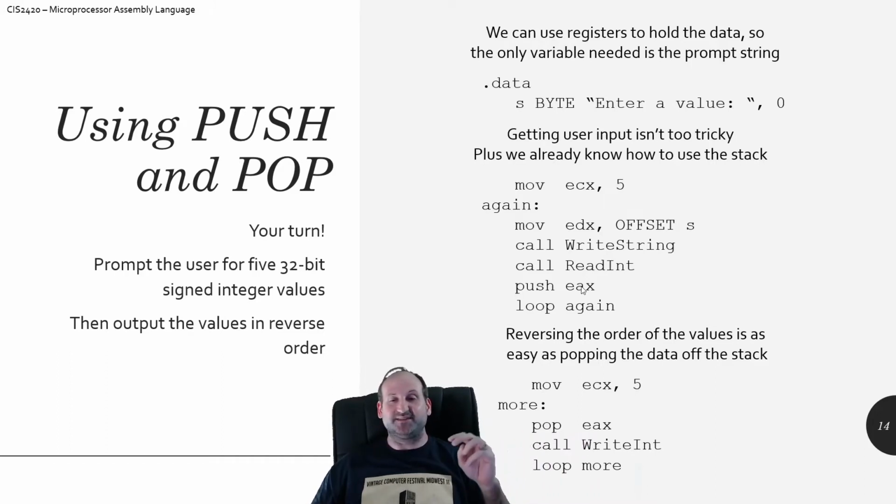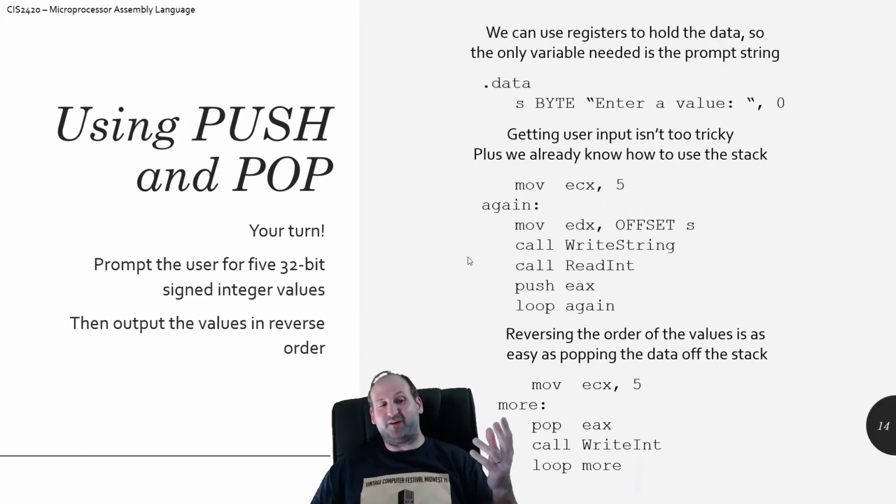So I said a lot of these things seem very complicated, and they feel very complicated, but at the end of the day, sometimes like this, it turns out to be not a lot of code, especially if the Irvine library is doing that heavy lifting for us. So 5 times over, read int and push it, push it, push it, push it, push it.